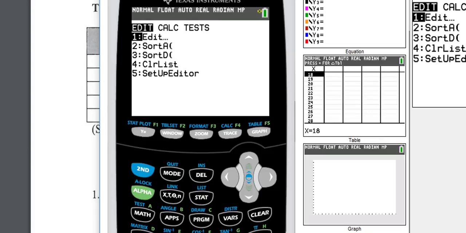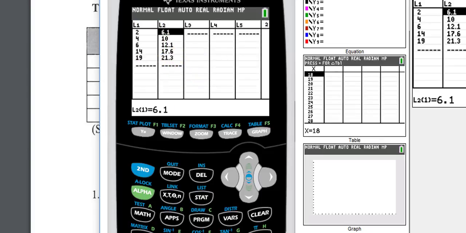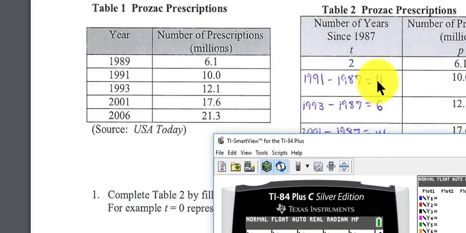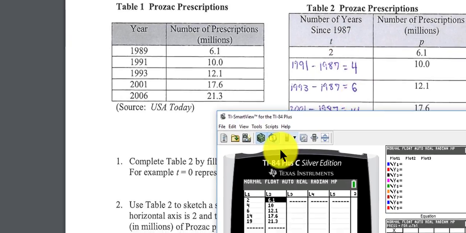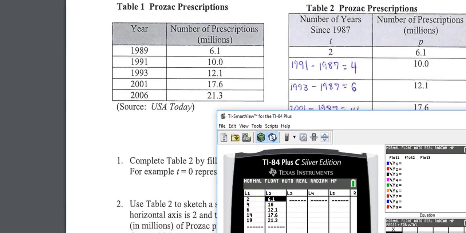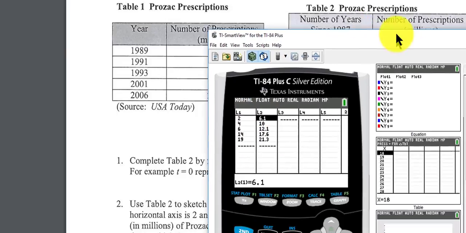I can press enter. And in L1, I'm going to enter this information, the 2, the 4, the 6, 14, the 19. In L2, I'm going to enter the 6.1, the 10, the 12.1, and so on, right? So here's my L1 and my L2 data. It's coming from these two areas, okay?